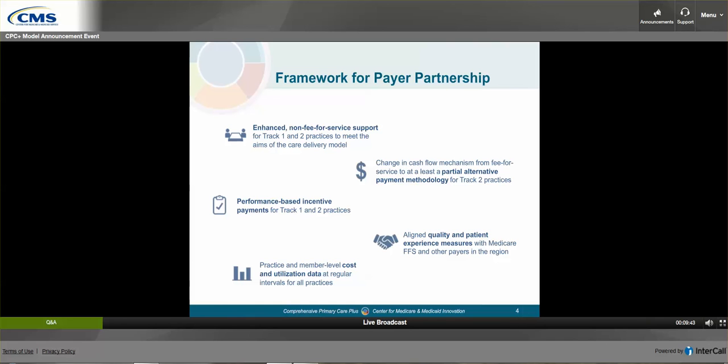So for payment, we seek alignment in the 3 features of CPC Plus payment. Those 3 things are, first, a care management fee or similar enhanced payment for each track in CPC Plus. Then number 2, this applies only to track 2, at least a partial alternative to fee-for-service that can help practices deliver clinical care more efficiently and in a more patient-centered manner that does not necessarily require an office visit.